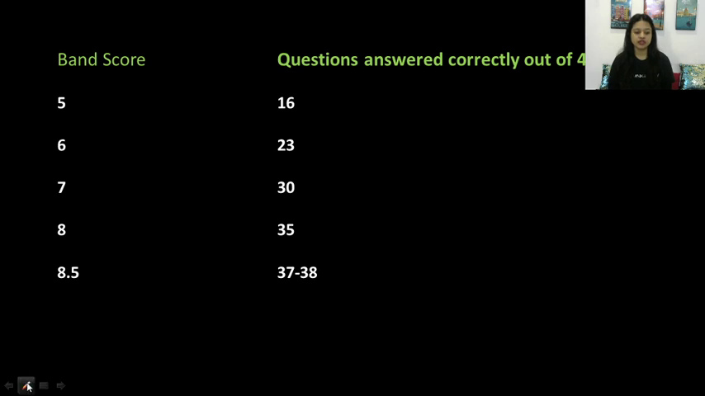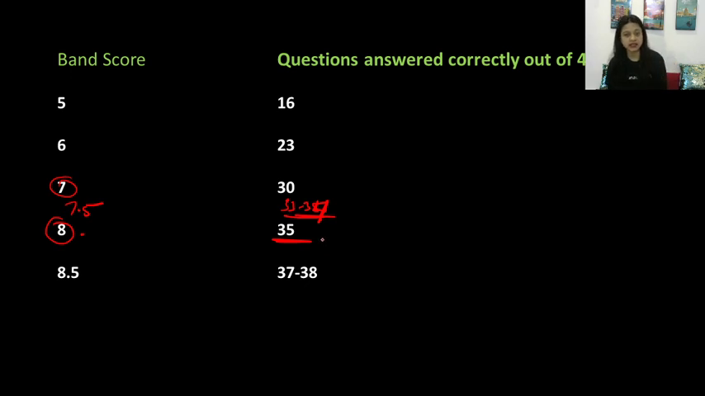Now, if you look at this chart, how many answers do you have to do correctly to get desirable band? Like most of you are looking for a 7 or 7.5 minimum. Yes? So for a 7.5 band, you need somewhere around 33, 34 answers correct. For an 8 band, you need to do 35 answers correctly. That means you can make 5 mistakes and still you will get an 8 band.